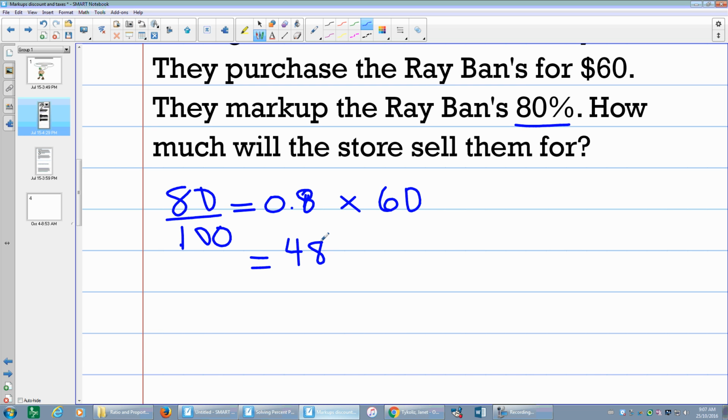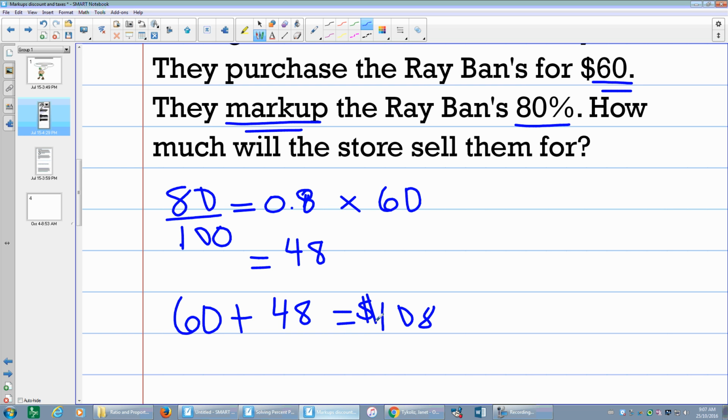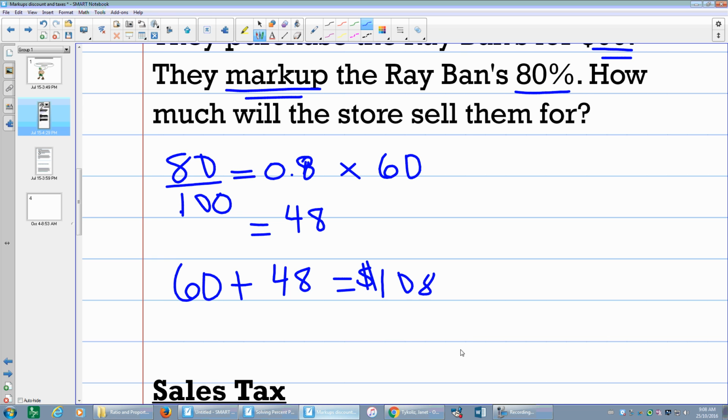No, it's talking about a markup, so we know that if it's a markup, it's going to be greater than $60. So what I have to do is take the $60 plus the 80% markup, which is $48, and the store will actually sell them for $108. That's how they make their money. They paid $60 for it, but they're going to sell it for $108. So they make $48 for every pair of Ray-Bans that they sell, as an example. That's what's called a markup.